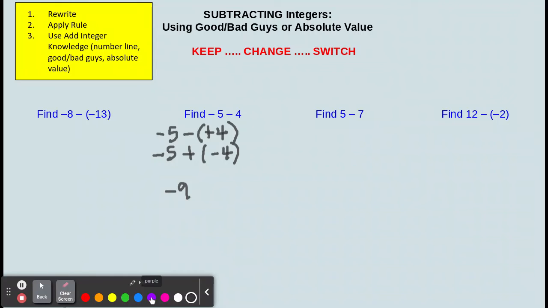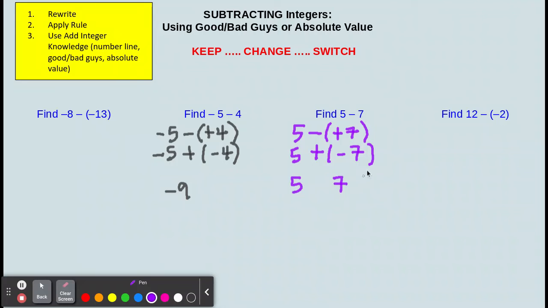All right, this other one here, we also have to rewrite this one. We have a 5 minus a positive 7, right? So we're going to keep, change, and switch. Now we're going to use our absolute value method on this one. These are different signs, right? So we want to take the absolute value. Absolute value of 5 is 5. Absolute value of negative 7 is 7.